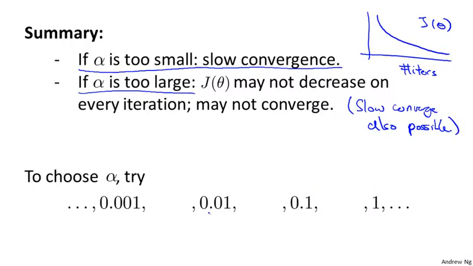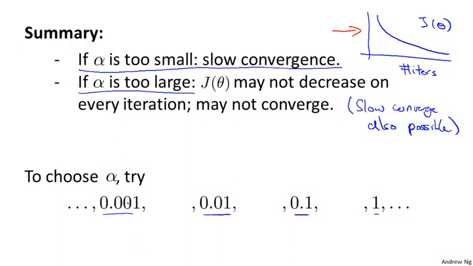Concretely, what I actually do when I run gradient descent is I try a range of values. So just try running gradient descent with a range of values for alpha, like 0.001, 0.01. So these are a factor of 10 differences. And for these different values of alpha, just plot J of theta as a function of number of iterations, and then pick the value of alpha that seems to be causing J of theta to decrease rapidly. In fact, what I actually do isn't these steps of 10, which is a scale factor of 10 for each step up.